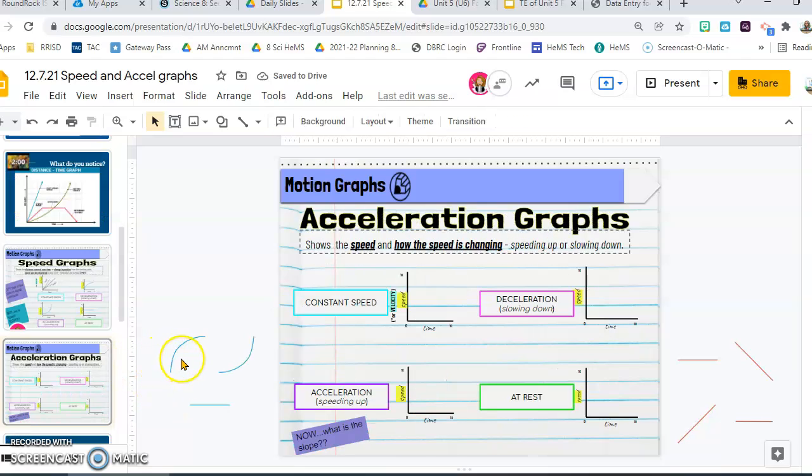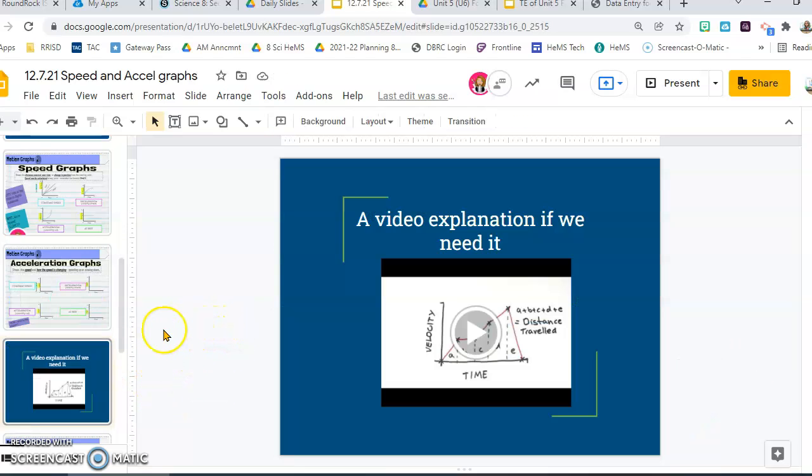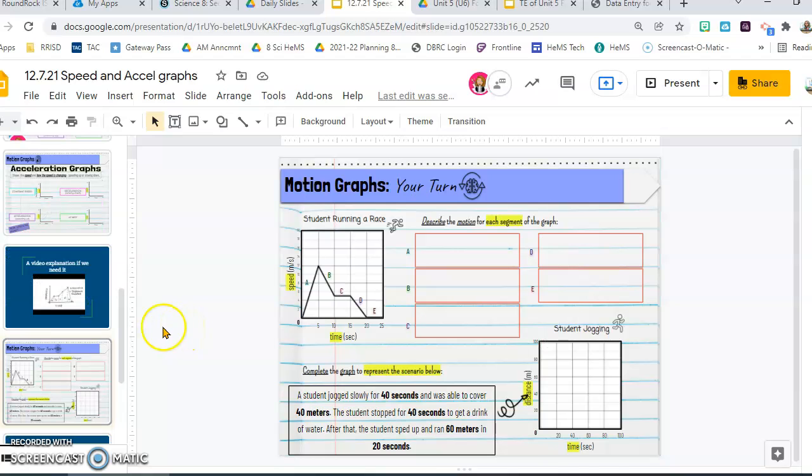All right. So we're going to skip over acceleration graphs, and if you want to look at acceleration graphs, you can. But what I want you to do is take a look at these motions. So if a student jogged slowly for 40 seconds and was able to cover 40 meters, so for 40 seconds and 40 meters, that's right there. Okay, and then they stopped for 40 seconds to get a drink. So we're not going anywhere, so we're going to come straight across. And then after that, they sped up to 60 meters in 20 seconds.